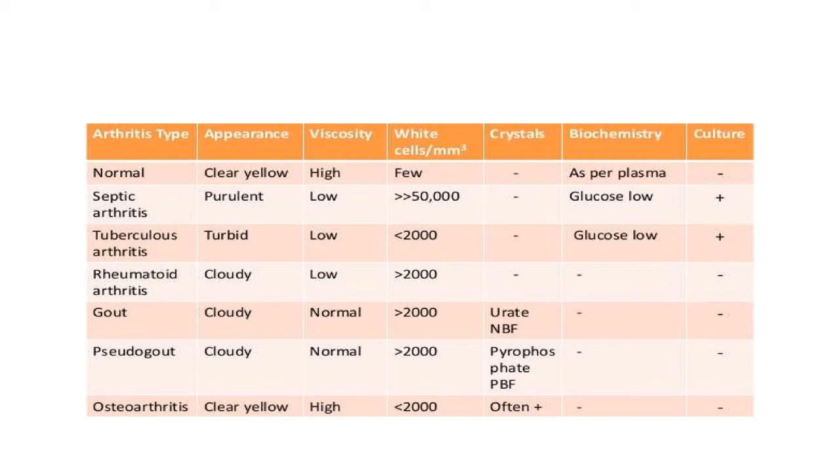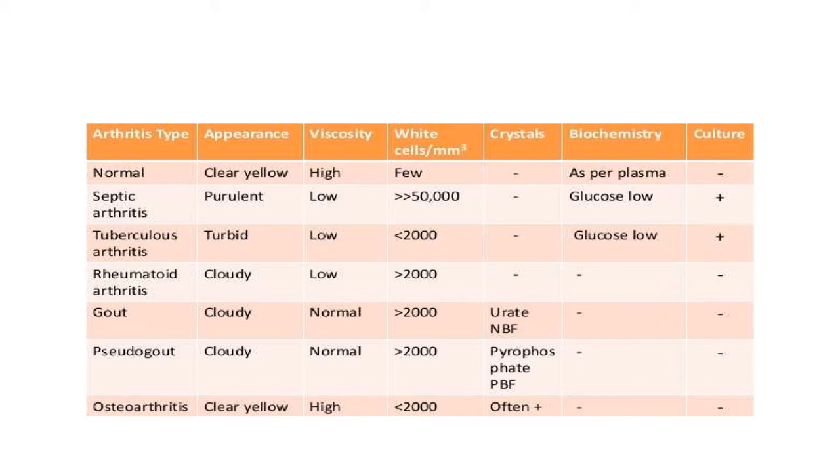The appearance would be purulent pus, the viscosity would be low, the white cell count is very high. It is always much higher than 50,000 per millimeter cube, and glucose is always low, and the cultures are positive. Obviously it is due to organisms, and you will find positive cultures for different organisms. In tuberculosis, the appearance is turbid, viscosity is low, and white cell count is less than 2000.